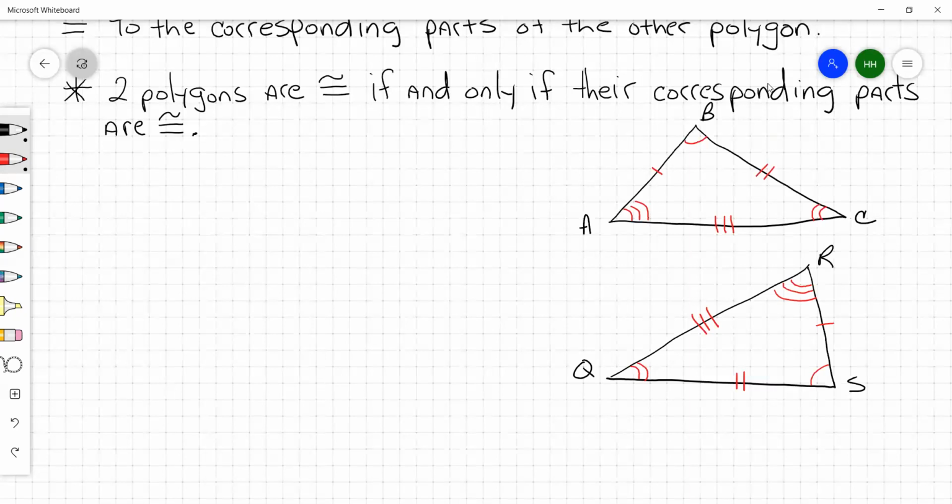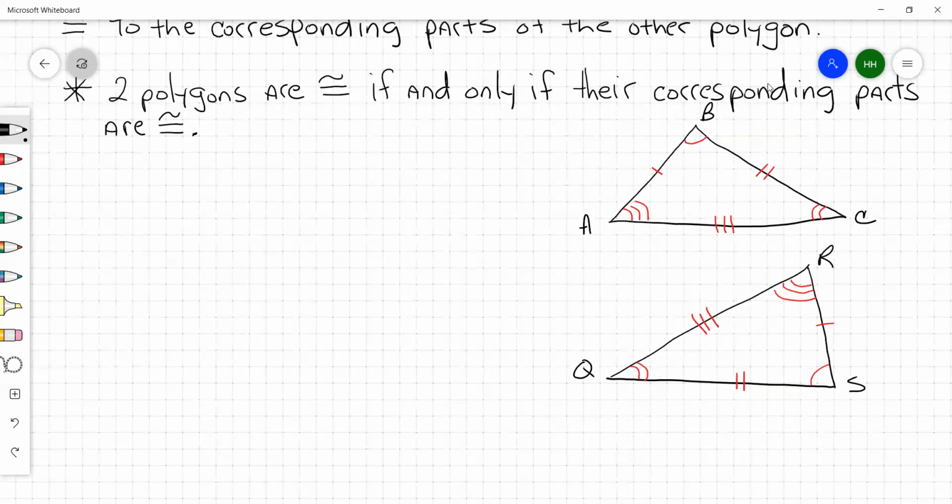So now today in your practice, you're going to be asked to list all the corresponding parts of 2 polygons. And when they say list all the corresponding or all the congruent parts of the 2 polygons, they mean list all the congruent angles and then list all the congruent sides. And then you're going to write a congruence statement.